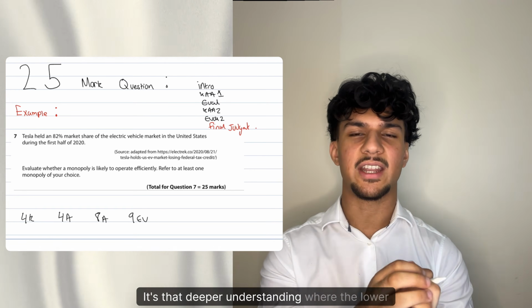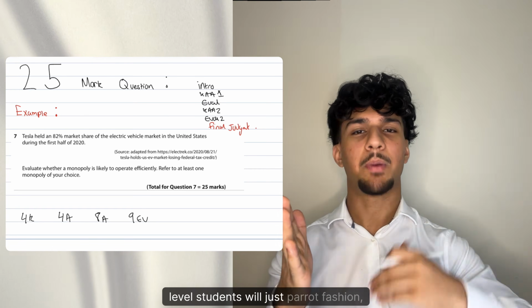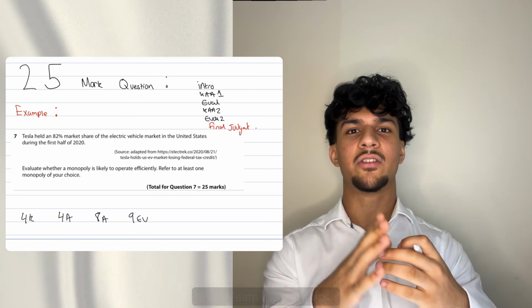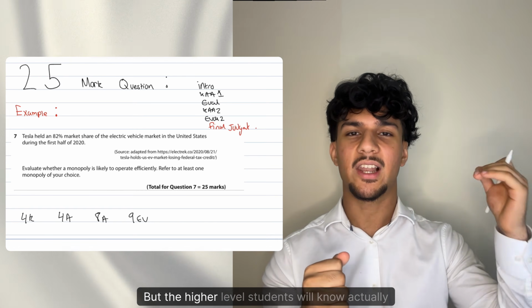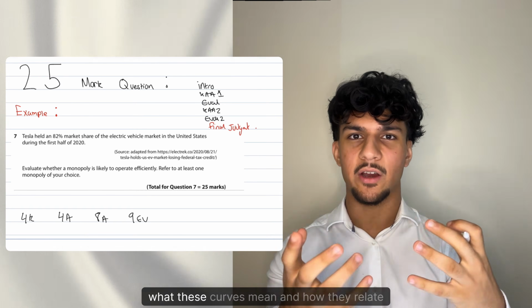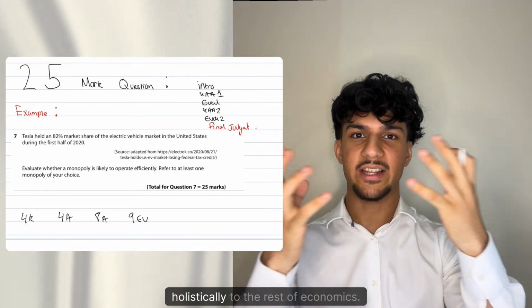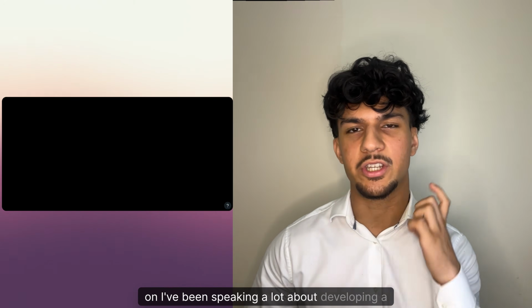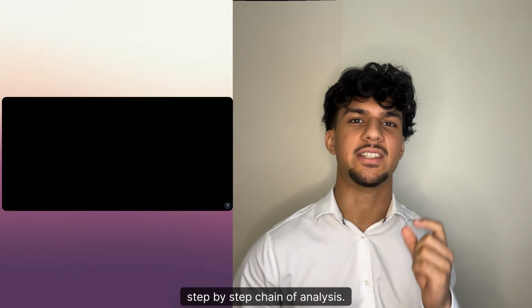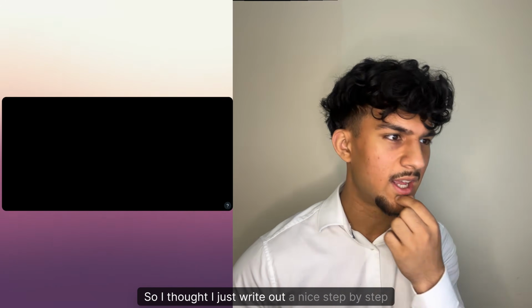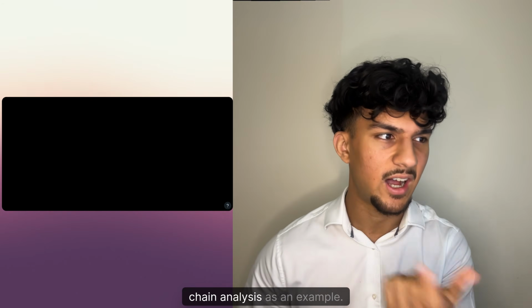It's that deeper understanding where the lower level students will just parrot fashion learn the diagrams and know where the curves go, but the higher level students will know actually what these curves mean and how they relate holistically to the rest of economics. Moving on, I've been speaking a lot about developing a step-by-step chain of analysis, so I thought I'd write out a nice step-by-step chain of analysis as an example.